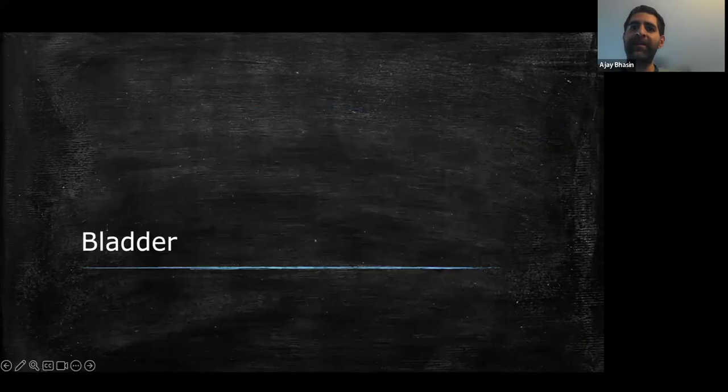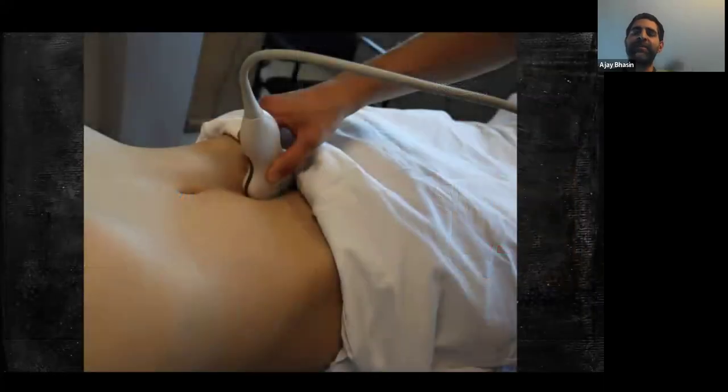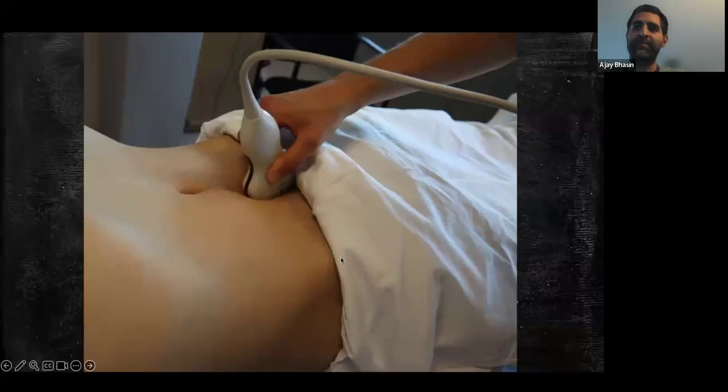Next for the bladder, next slide, we're going to be in the sub-umbilical region with the probe pointed into the pelvis, and you're going to want to look at both the transverse and the sagittal planes. Next slide. And if you can see here in this image, the bladder can sometimes hide pretty deep in the pelvis, so you'll need to rock the tail of the probe towards the patient's head to really get a good look at what's going on with the bladder.